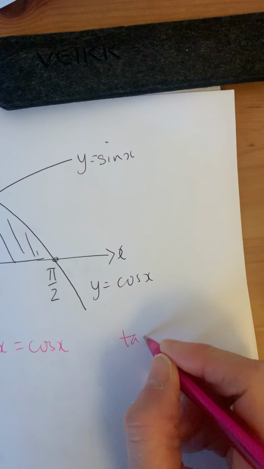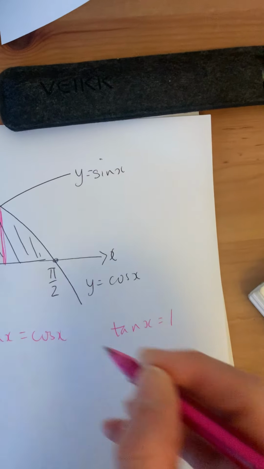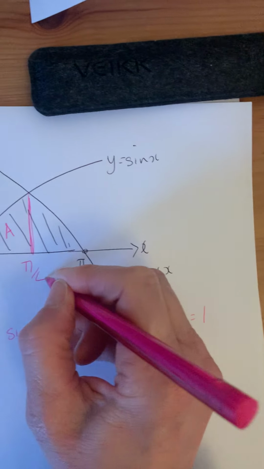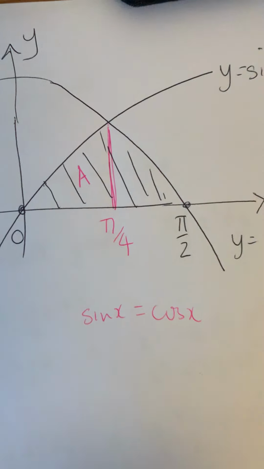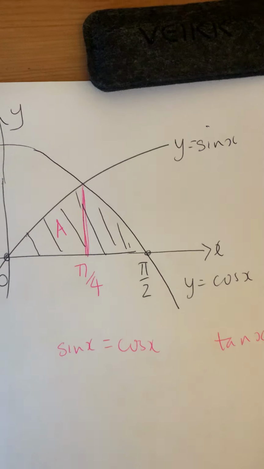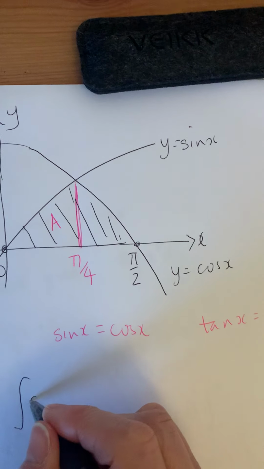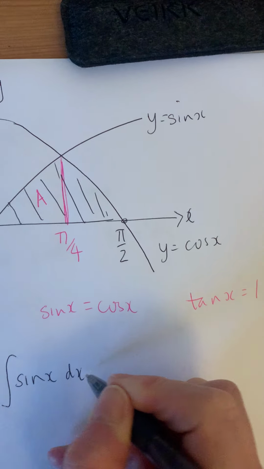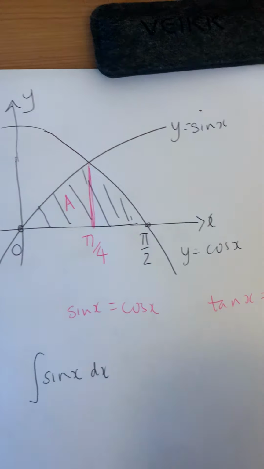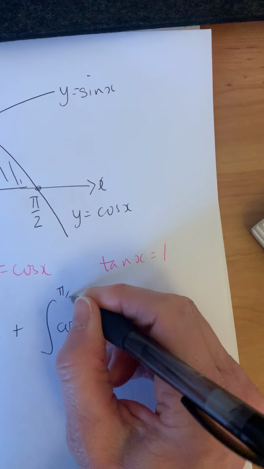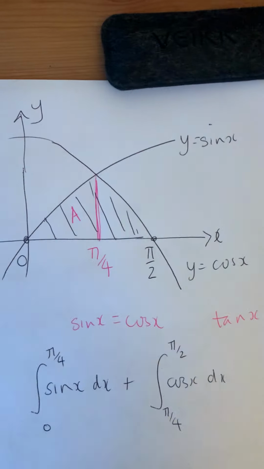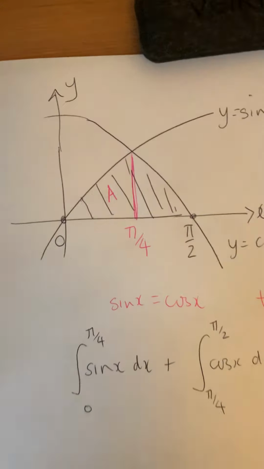You would divide both sides by cos x and you would get tan x equals 1. So you know that they would intersect at pi by 4. So the only way you could do this question is by two separate integrals. You would integrate sin x with respect to x between pi by 4 and 0. And then you would integrate your second curve, cos x, and this time your limits would be between pi by 2 and pi by 4. So that's the only way that you can actually do that question.